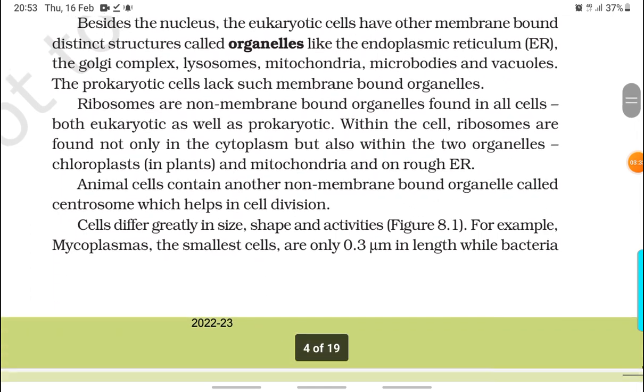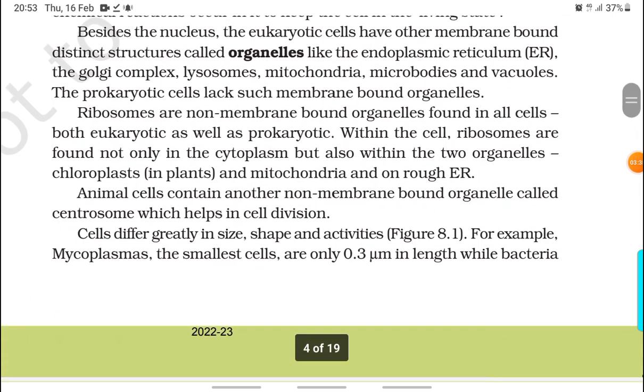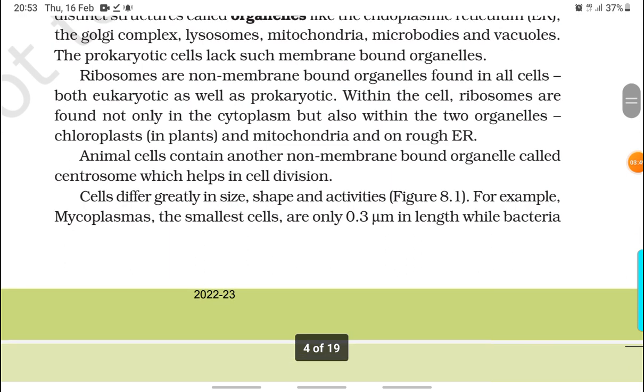Besides the nucleus, the eukaryotic cells have other membrane-bound distinct structures called organelles, like the endoplasmic reticulum, the Golgi complex, lysosomes, mitochondria, microbodies, and vacuoles. The prokaryotic cells lack such membrane-bound organelles.